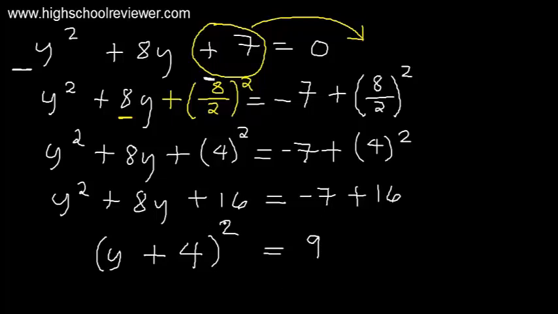And to remove the power of 2 here, we need to get the square root of both sides. So we will get the square root of this side as well as this side. This will now be the square root of the quantity y plus 4 raised to the power of 2 equals the square root of positive 9. And then the square root now of y plus 4 raised to the power of 2.